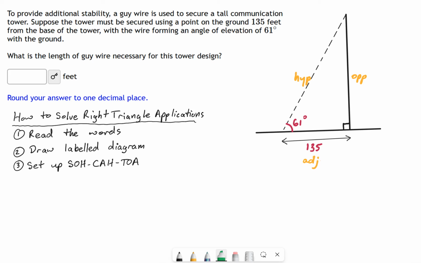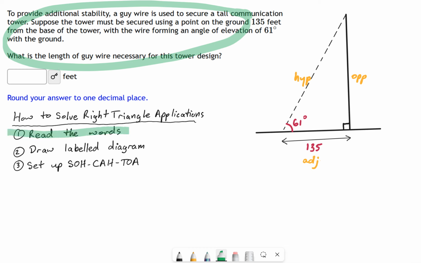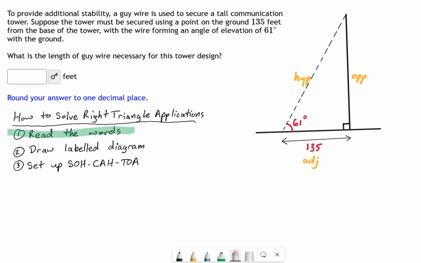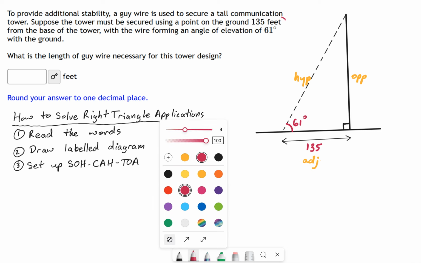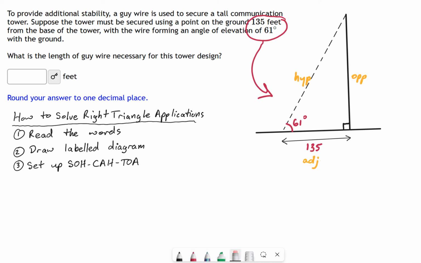Something that's really important to learn when you're doing right triangle applications of trigonometry is you really have to read these words. It's like step one on how to solve these things. You've got to read the problem and make yourself a diagram that shows what's going on. Once you have a picture and it's actually accurate, it has to match the things they give you, like this 135 feet and the 61 degrees. Once that picture matches all the diagram parts that you need from the paragraph, these problems almost solve themselves.